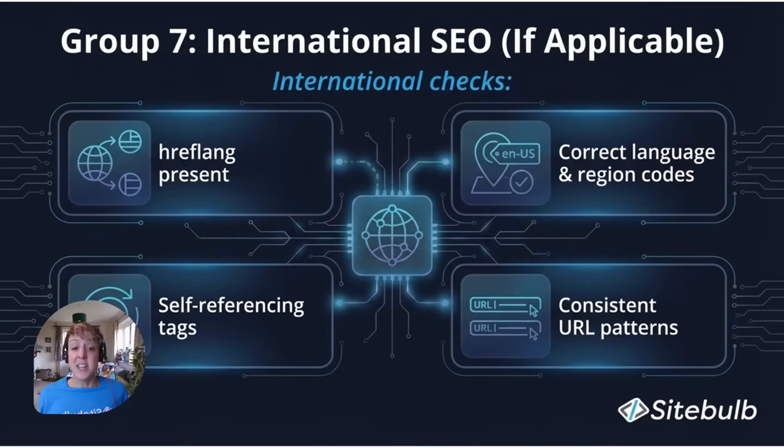If you have international content, verify hreflang implementation, reciprocation, correct targets, and consistent URL structure. If a site targets multiple regions or languages, this section becomes critical, and mistakes here are very common. Sitebulb's international report will help you complete this section.